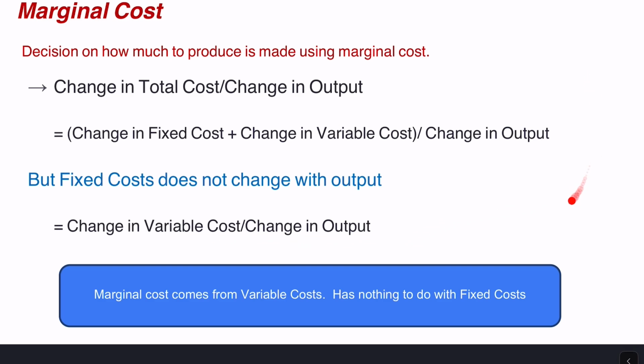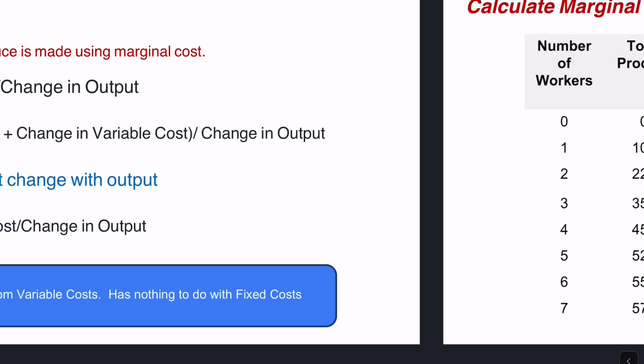Now, I'm showing you all this so that you understand that marginal cost comes only from the variable costs. Marginal cost has nothing to do with the fixed costs. So if variable costs change, marginal cost changes. If fixed costs change, marginal costs don't change, because marginal costs have nothing to do with fixed costs. All right, so what you need to know is the definition of marginal cost will be the change in total cost over the change in output, and that marginal cost has nothing to do with fixed costs.